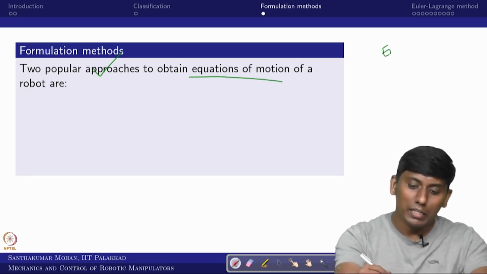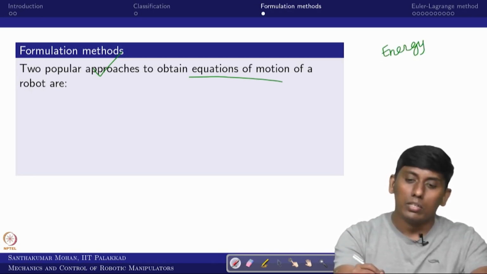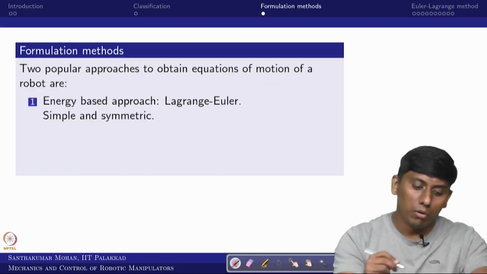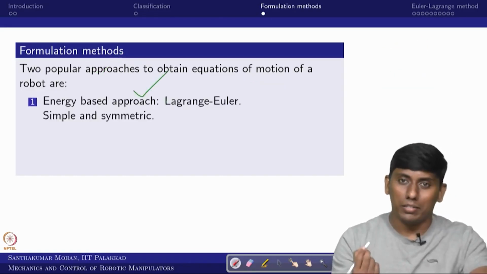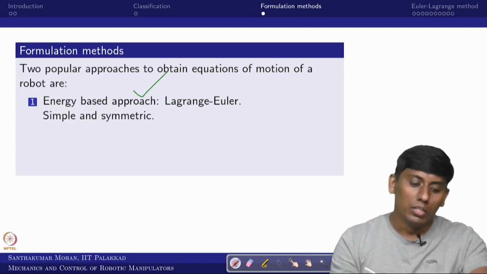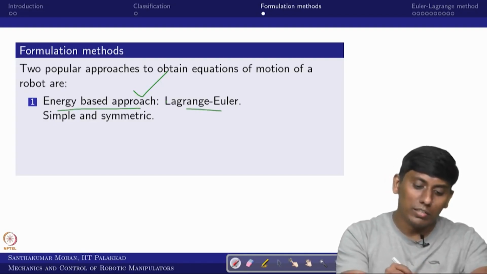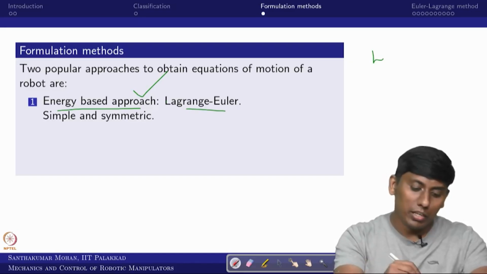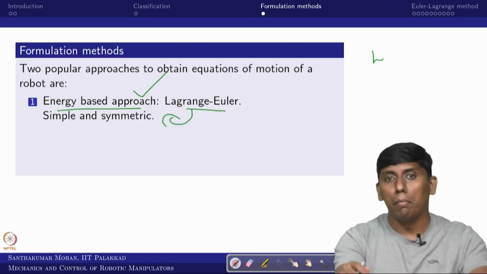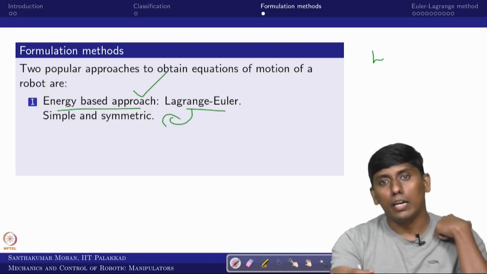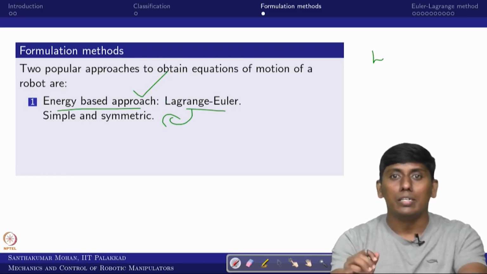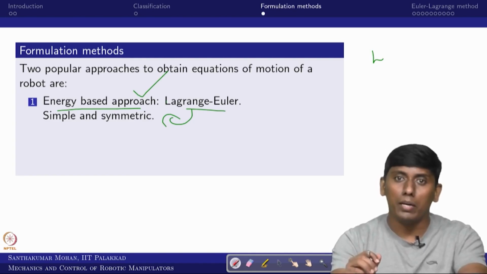So one is the energy approach. Okay. The other one is the equilibrium approach. Okay. So that is what we are seeing. Or some people call it the momentum approach. So the energy based approach is Lagrange-Euler, where Lagrange modified the Euler equation and came up with it. This is very simple and symmetric in nature, and it gives much better results for a small size of manipulator with a very small number of degrees of freedom.